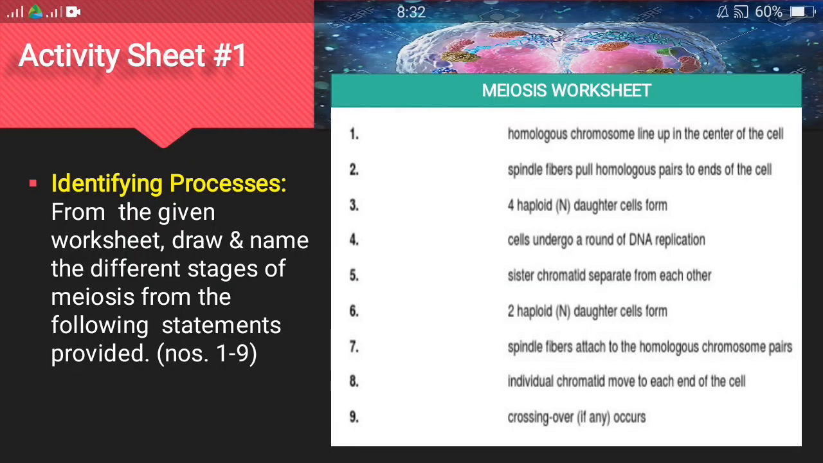Activity sheet number 1 for group activity. Identifying processes. From the given worksheet, you're going to draw and name the different stages of meiosis from the following statements provided from numbers 1 to 9.